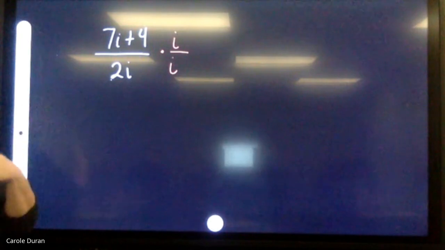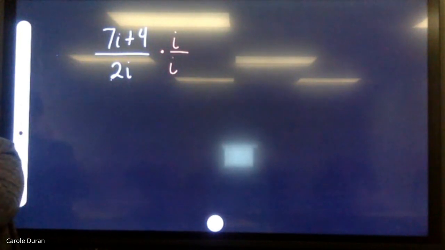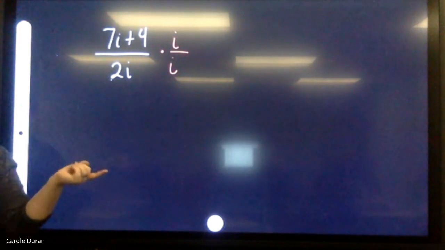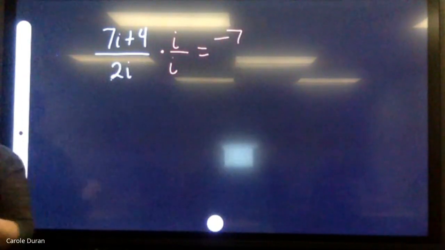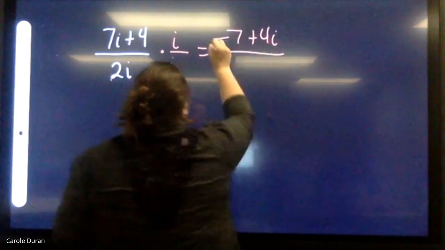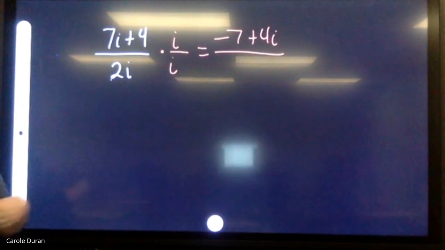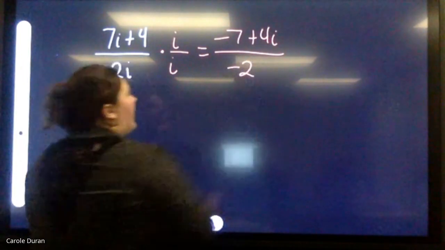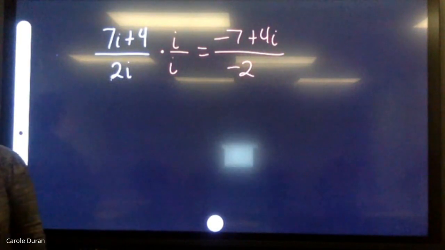I like to do the numerator first because I like to work top to bottom. So what's 7i times i? 7i squared, which becomes negative 7. What is 4 times i? 4i. Over, what's 2i times i? 2i squared, which is negative 2. Then I ask myself, is there anything I can take out of negative 7, 4, and negative 2? Nope, so I'm done.